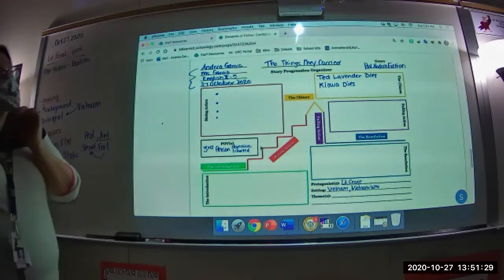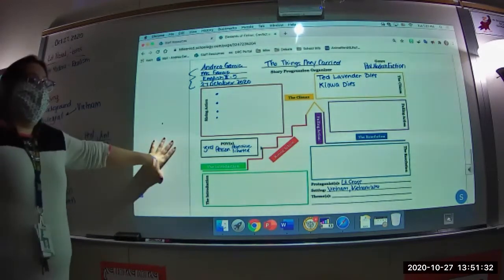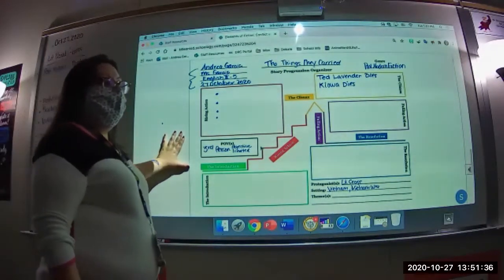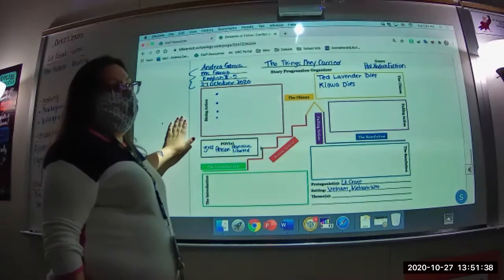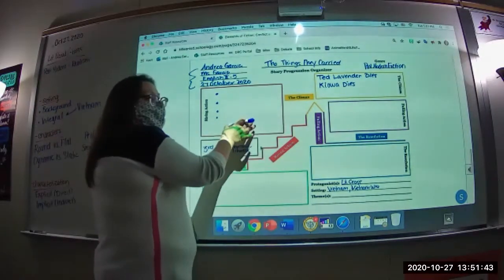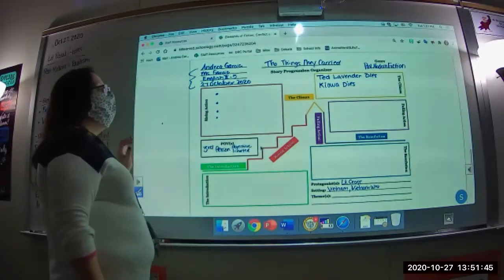This paper is in OneNote. If you need help with OneNote, let me know. We don't make it ourselves. It's already uploaded into OneNote, already like this. You just use the text boxes to put it in. Any questions?